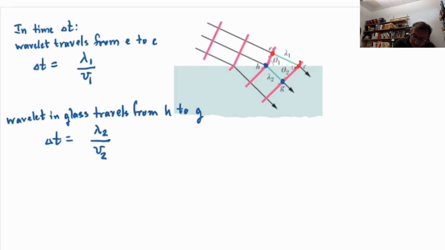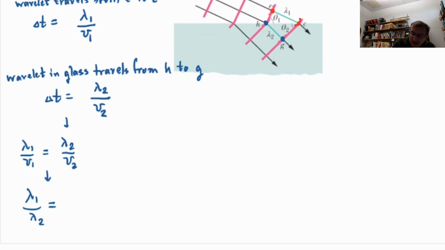But since the delta t's are equal, I can set lambda 1 over v1 equal to lambda 2 over v2, or cross-multiplying, I get a handy little relationship that relates the wavelengths in the two materials to the speed of the light in the two materials. Lambda 1 over lambda 2 equals v1 over v2. Okay, that's going to be handy. Put a little check mark by it or something.